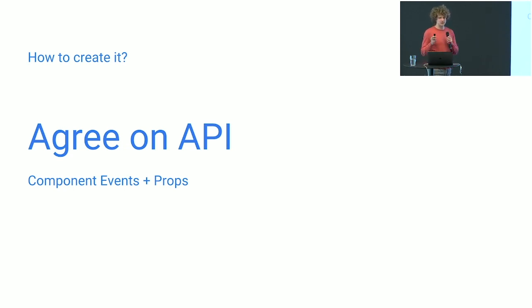Probably the thing you want to do is agree on the API. For us, we just have the component events and component props that cannot change. So this is a contract, an agreement between us, the library makers, and the users of the library that this will not break, that these events and props will stay the same unless there's a major version change. We are using Semver.